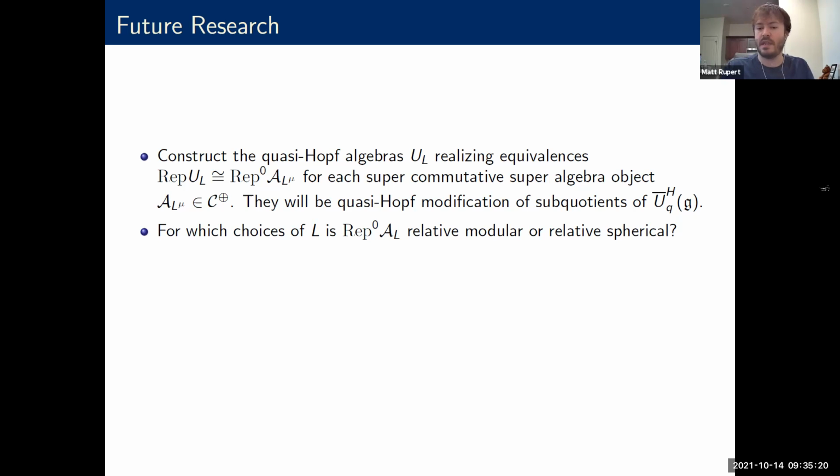So I mentioned before that the category of weight modules is relative modular. So it has applications in quantum topology through the construction of TQFTs. Then of course we could ask, do any of these categories of local modules have similar applications? Do they have a relative modular structure or a relative spherical structure? Relative spherical is a slightly simpler formulation that produces three-manifold invariants.